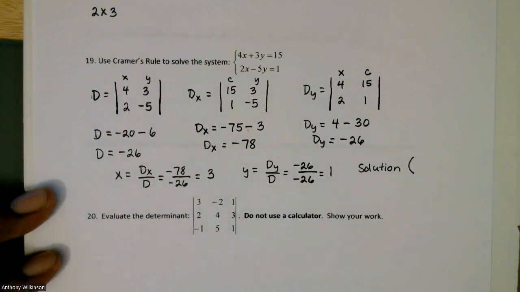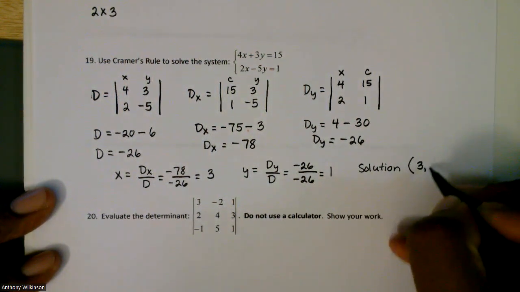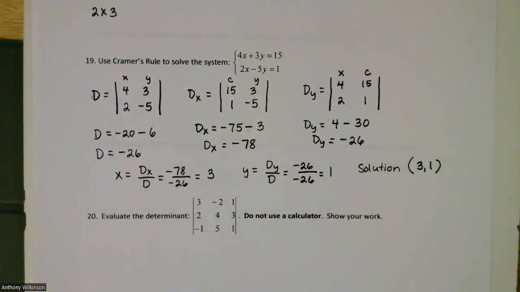So in this case here, x is 3 and y is 1, so the ordered pair that satisfies that system of equations there would be the ordered pair 3, 1.